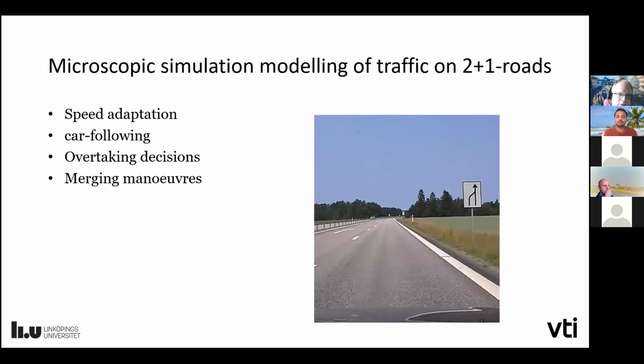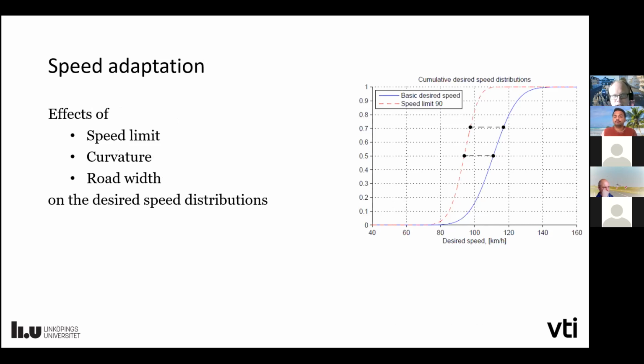So to model this, we first need to capture the free vehicle speed adaptation with curvature and slopes and so on. Of course, we need car following as in any model, but more importantly we need to model the overtaking decisions and the merging maneuvers. One of the things that differs in rural road simulation compared to motorway or urban road simulation is the speed adaptation. Here, as for motorways or urban roads, we consider the speed limit and how the driver complies with that, but also the curvature and the road width.